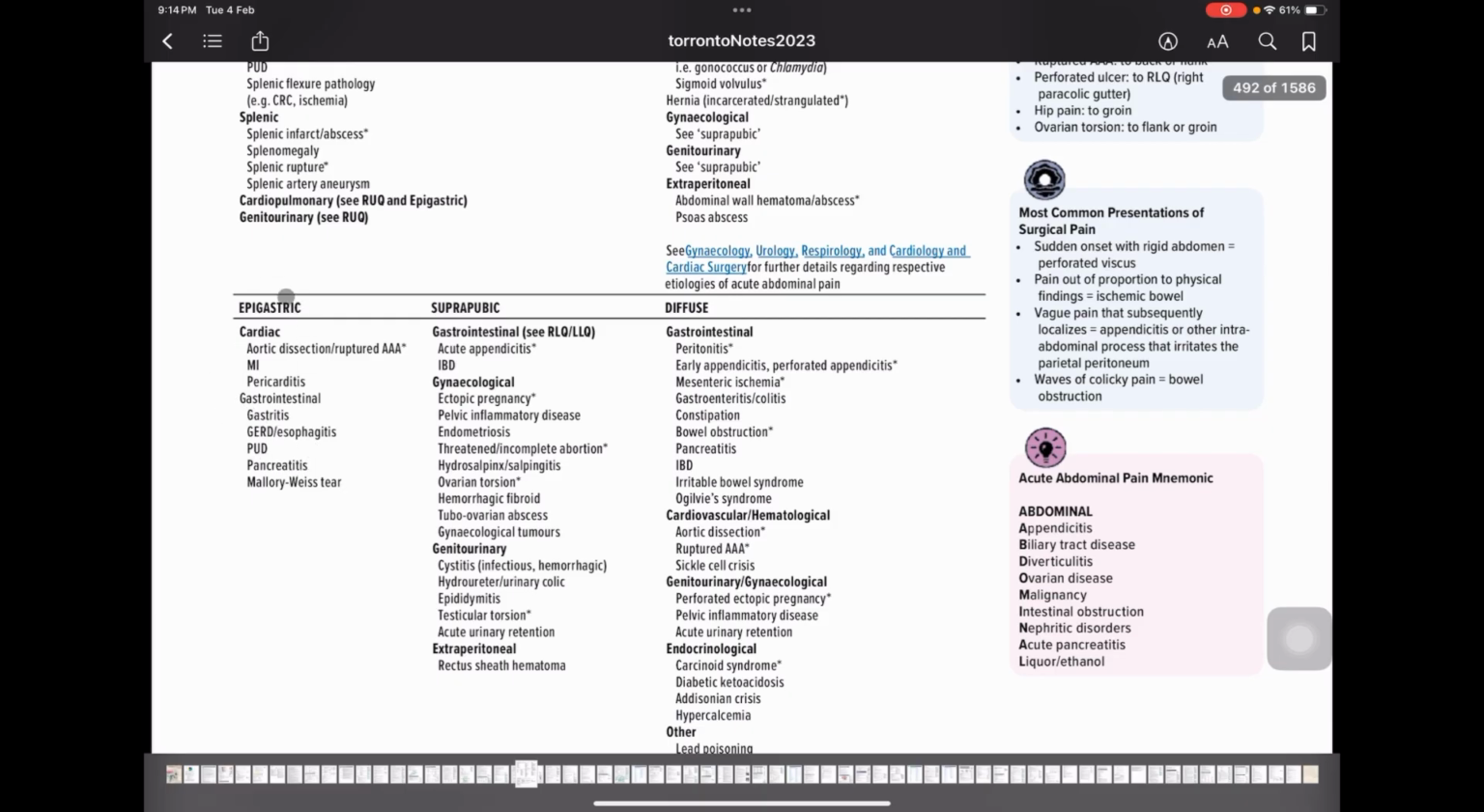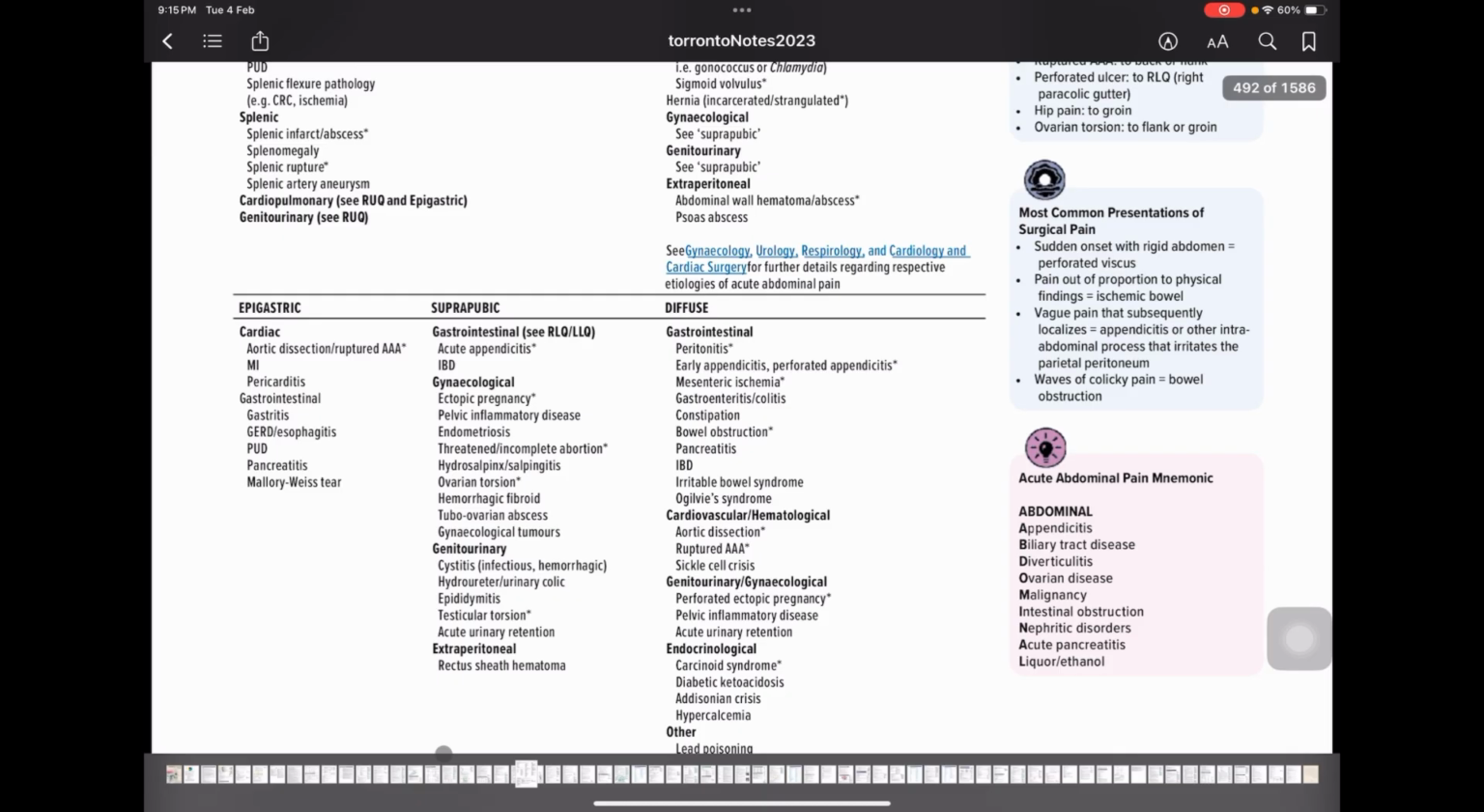Epigastric is mostly related to the heart, MI and pericarditis, gastritis, GERD, peptic ulcer, Mallory-Weiss tear. Suprapubic is mostly related to acute appendicitis, IBD, and gynecological causes are more here. That means ectopic pregnancy, PID, endometriosis, threatened or incomplete abortion, hydrosalpinx, salpingitis, ovarian torsion, hemorrhagic fibroid, tubo-ovarian abscess, gynecological tumor, genitourinary like cystitis, urinary colic, epididymitis, testicular torsion, acute urinary retention, extraperitoneal causes like rectus sheath hematoma.